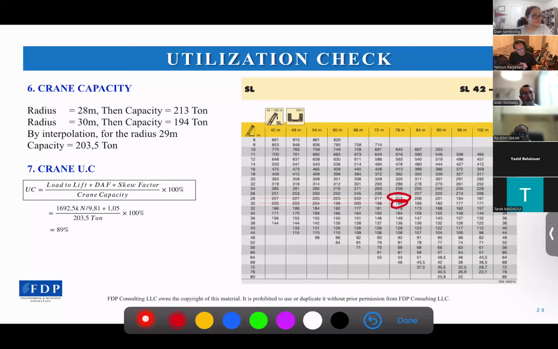So we need to rearrange, maybe changing the radius, or if possible we put the super lift counterweight like that. So yeah, that's for the utilization check for this crane. Is there any question for this? Thank you, Nelson. So far, so good.